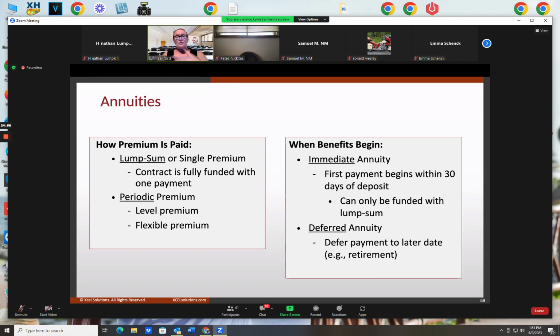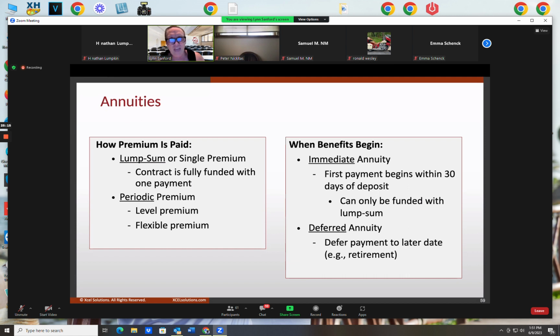drop in an extra $500, drop in an extra $1,000, drop in an extra $10,000 when I have the extra money that I want to put in. The periodic premiums can be a level premium that I set up to pay in, or it could be flexible premium, either one. When the benefit begins now, on an immediate annuity, my payout will begin immediately. That's why it's called an immediate annuity.